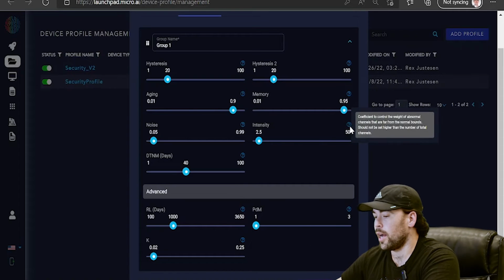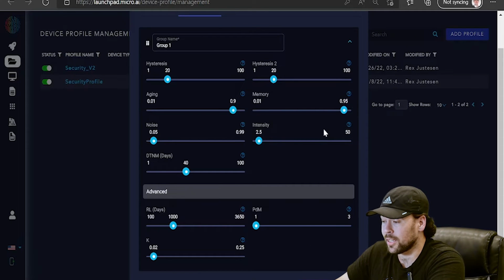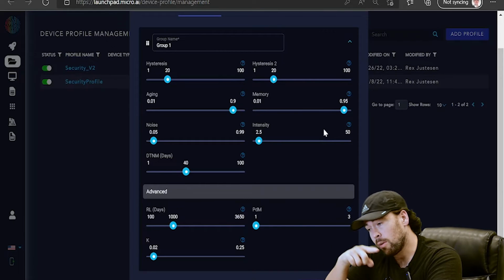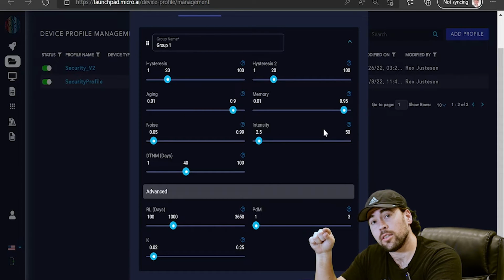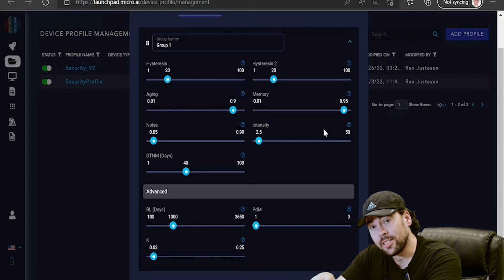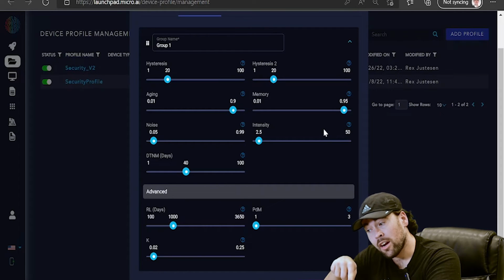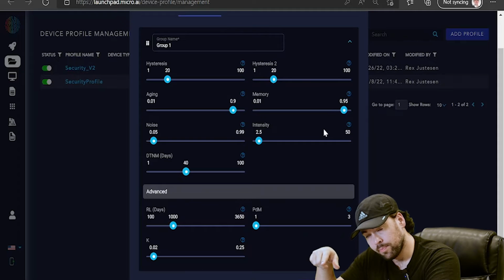This next parameter here is intensity. Now this is a pretty important one. So remember, we had aging, which changed the rate of change. So it decreases the rate of change the higher it goes for slightly out of bound channels. With intensity, if you have channels that go way out of bounds, the higher the intensity goes, the more impact those way out of bound channels are going to have on the health score.